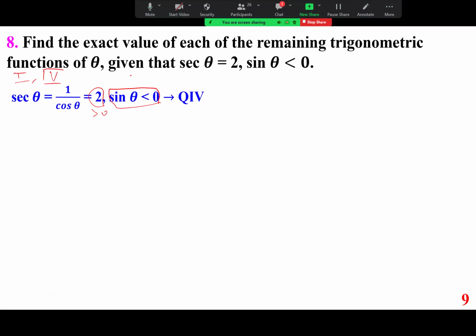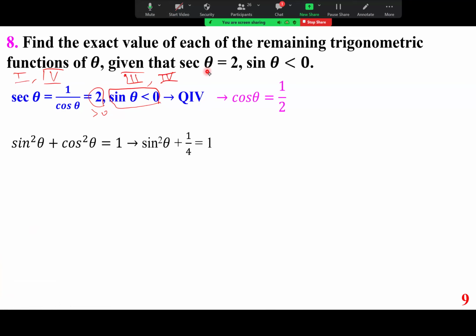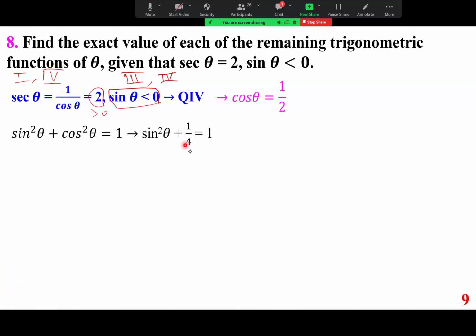Sine is negative in the third and fourth quadrant. What's in common? Fourth quadrant. So if secant is 2, cosine must be half. Again, you can go with the formulas that we had on the previous page. You can go with the identity, sine squared plus cosine squared equals 1. Cosine squared is 1/4, subtracted from 1 is 3/4. Sine is plus minus square root of 3/4.